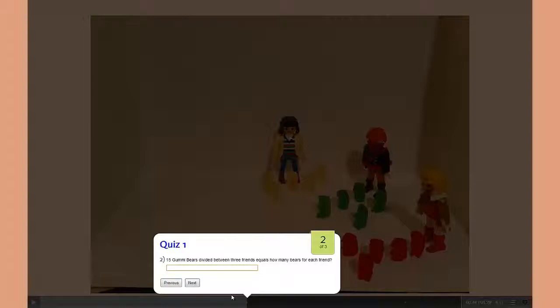Now, 15 gummy bears were divided between 3 friends. That's a misspelling. 15 gummy bears divided between 3 friends equals how many bears for each friend? There we go. I said it correctly. How many gummy bears for each friend? Let's see if you get it right.